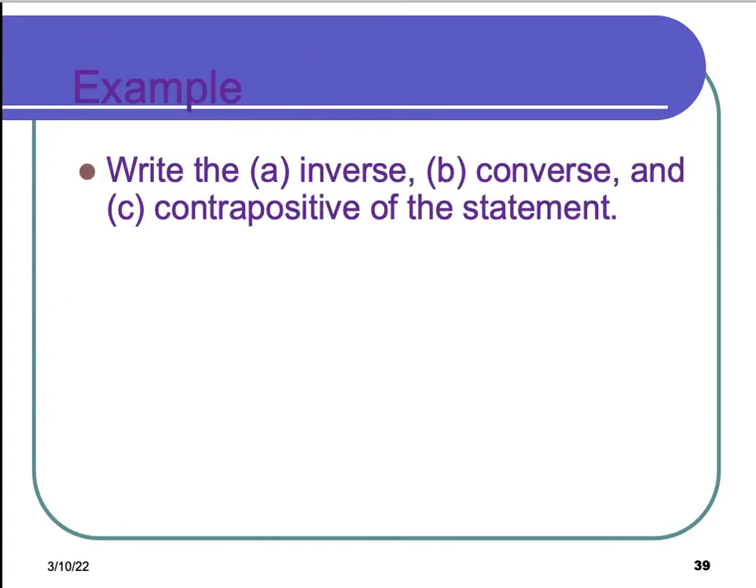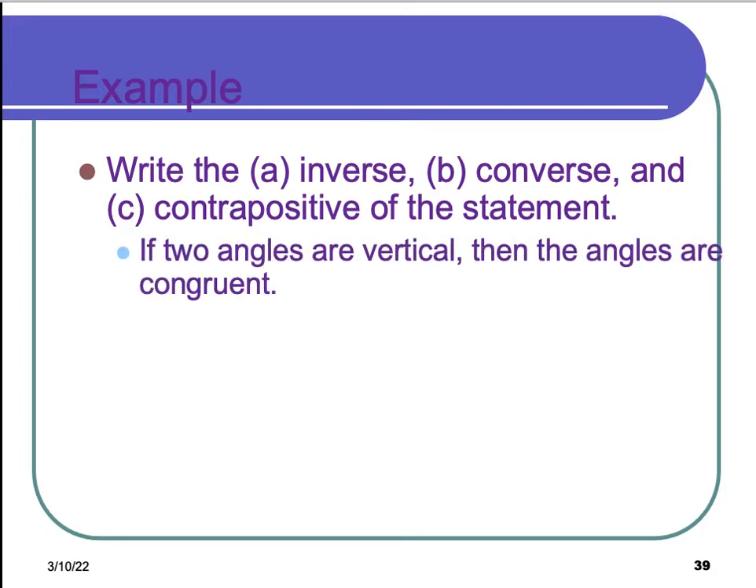Okay, so let us have an example. Write the inverse, converse, and contrapositive of this statement. The original statement is: if two angles are vertical, then the angles are congruent. You may pause the video so you can practice writing the inverse, the converse, and the contrapositive of this statement.